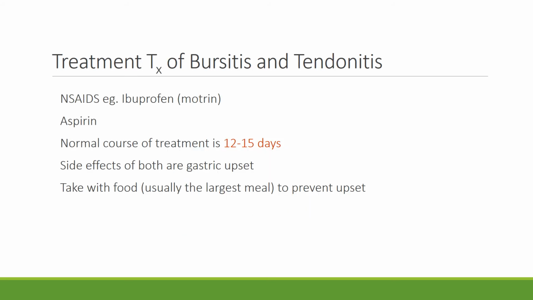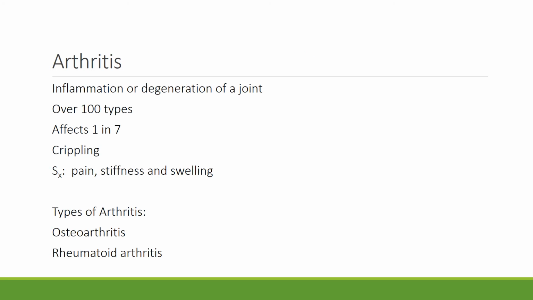Treatments for bursitis and tendinitis include the NSAIDs like ibuprofen, also known as Motrin. NSAID stands for non-steroidal anti-inflammatory drugs. Both can also be treated with aspirin. The normal course of treatment is 12 to 15 days. Side effects of both drugs are gastric upset. They should be taken with food, usually the largest meal, to prevent gastric upset.